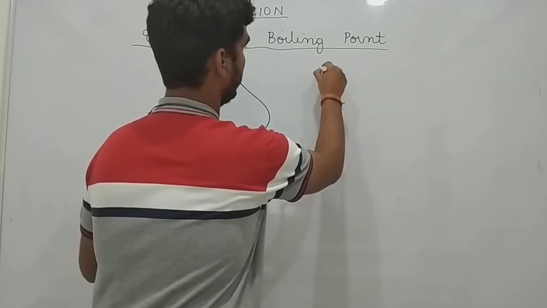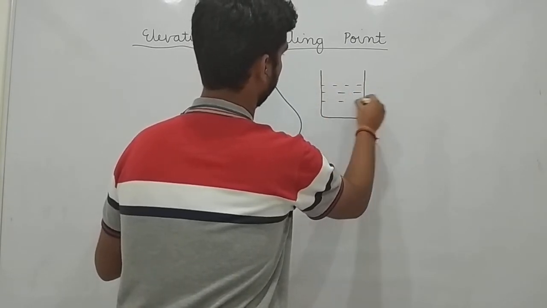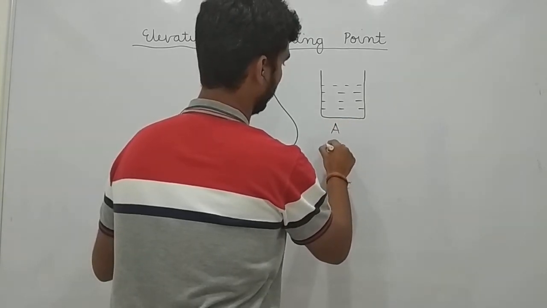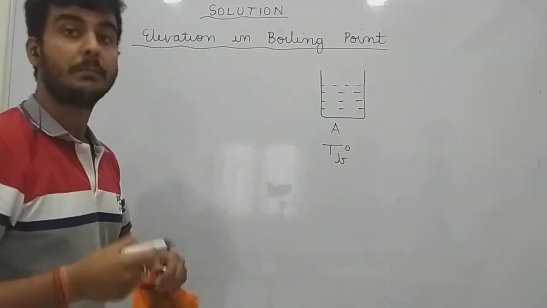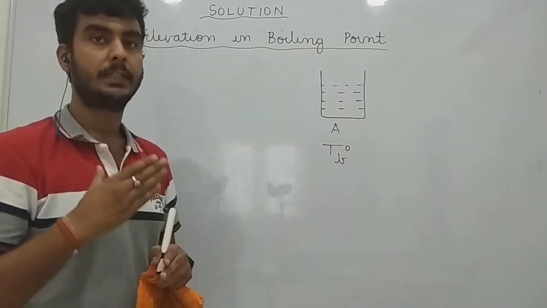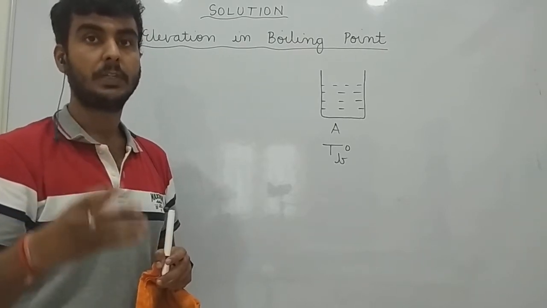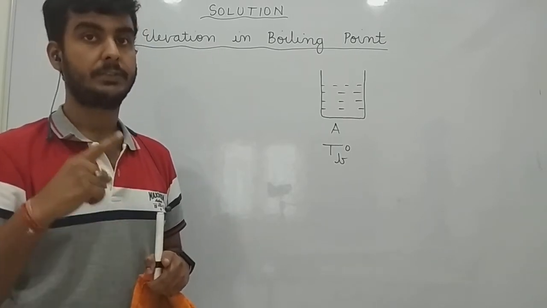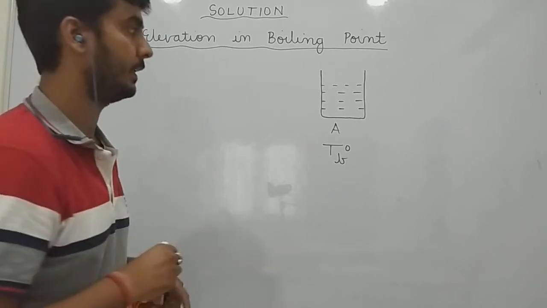Now suppose initially there was a container in which we have taken a solvent A and the boiling point of this solvent is Tb naught. Now what do you mean by boiling point of a liquid? Boiling point of a liquid is the temperature at which the vapor pressure of the liquid becomes equal to the atmospheric pressure. So remember this definition. Boiling point is the temperature at which the vapor pressure of a liquid becomes equal to atmospheric pressure.